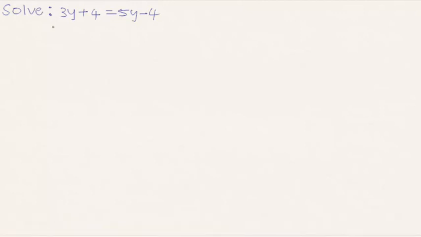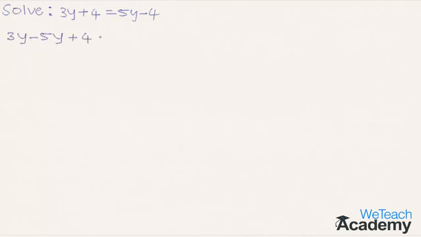So here we have: solve 3y + 4 = 5y - 4. Let us bring all the variable terms to one side. By transferring 5y to the left hand side, we get the equation as 3y - 5y + 4 = -4.